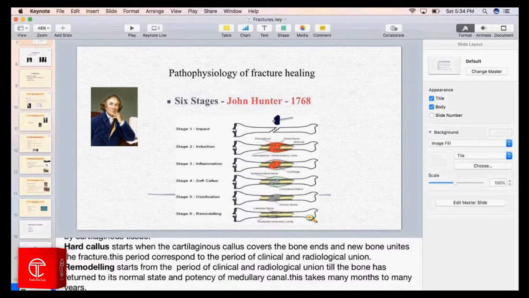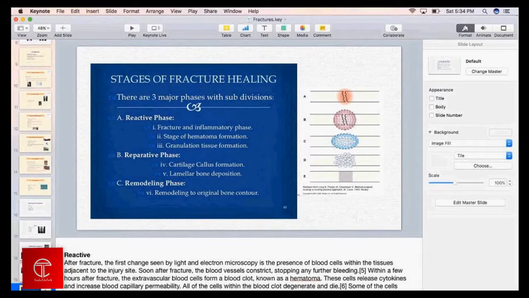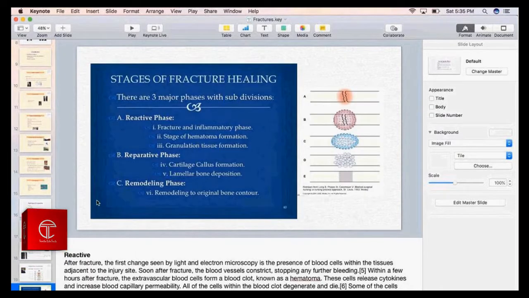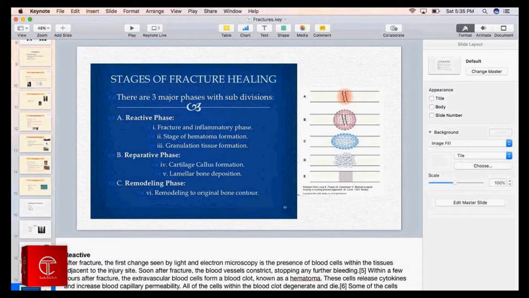And this is again after Hunter's era. This is the recent classification: stages of fracture healing into 3 broad phases. All of them start with the letter R: reactive phase, reparative phase, and remodeling phase. In the reactive phase, we have the inflammatory phase, hematoma formation, and granulation tissue. That corresponds to Hunter's 2nd and 3rd stages, that is induction and inflammation. Then comes the reparative phase, where you have the callus, both the soft callus and hard callus, and the 3rd one is remodeling, which we discussed.